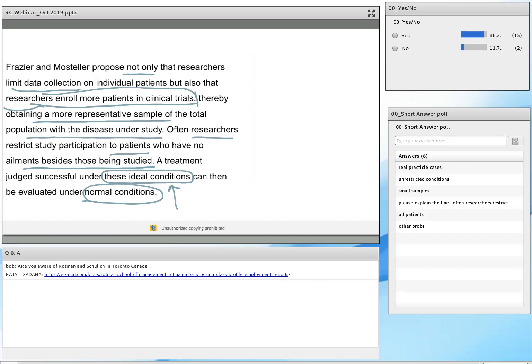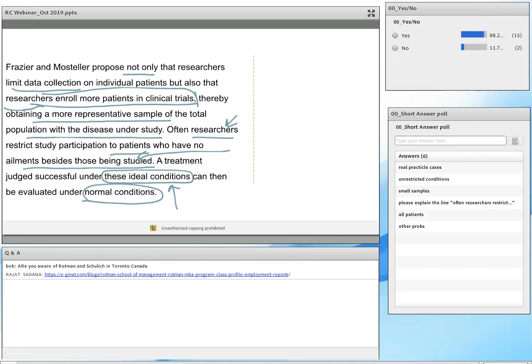So essentially, in the first slide over here, often researchers restrict study participation to patients who have no ailments besides those being studied. Here the author is talking about what is being done currently. Currently in the trials, patients are enrolled who only have a single ailment and no other ailments. Other than that particular ailment, they are absolutely fine.